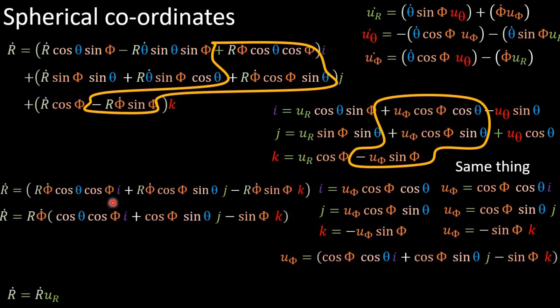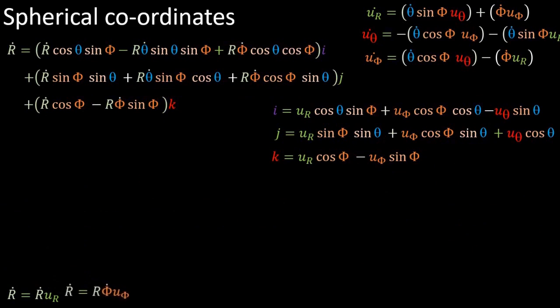And then if I factor out an r times phi dot from each term, so I've got an r times phi dot here, there, and there, factor them out to get this. And now I'm going to substitute u sub phi into here, because it's the same as this, and I'll get this. So r dot equals r times phi dot times u sub phi. So this is the velocity in the u sub phi direction. And again, this is what we had earlier on as well. So I'll put that to one side.